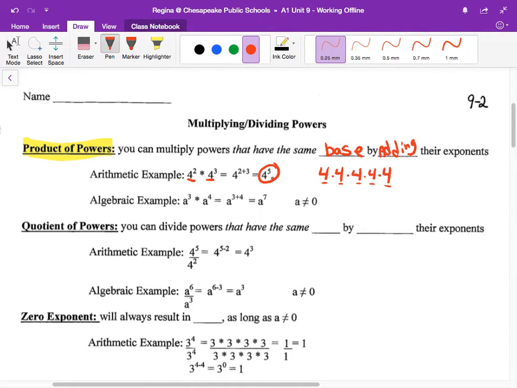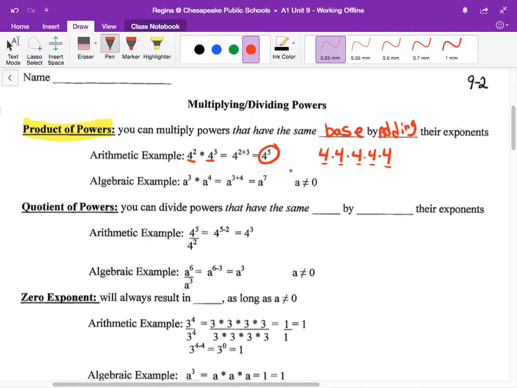But in algebra we look for those shortcuts. So the rule will keep us from having to expand all of it out, but don't forget you can still do that. For an algebra example, if the common base is a, they have to have the same base, we just add their exponents, 3 plus 4, and we would get 7 a's.